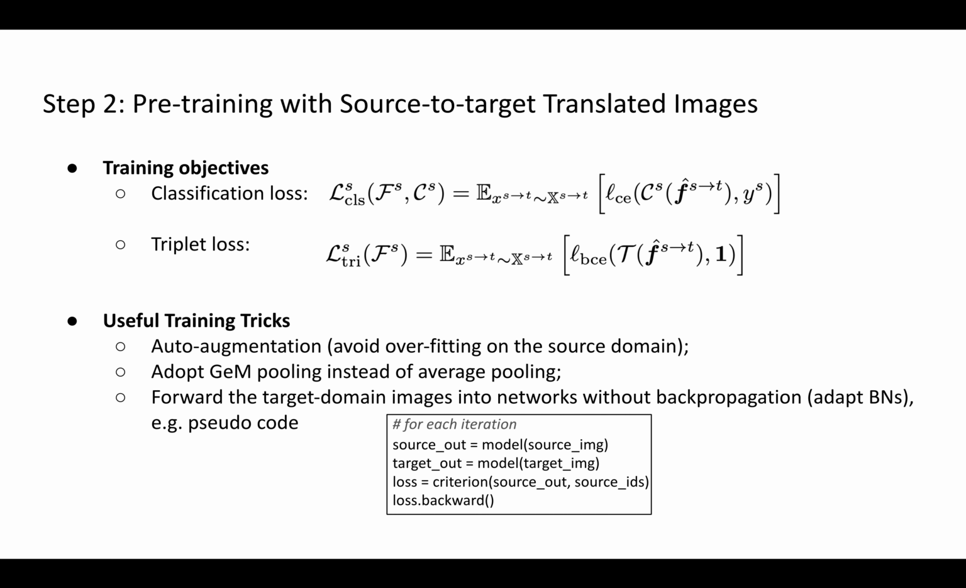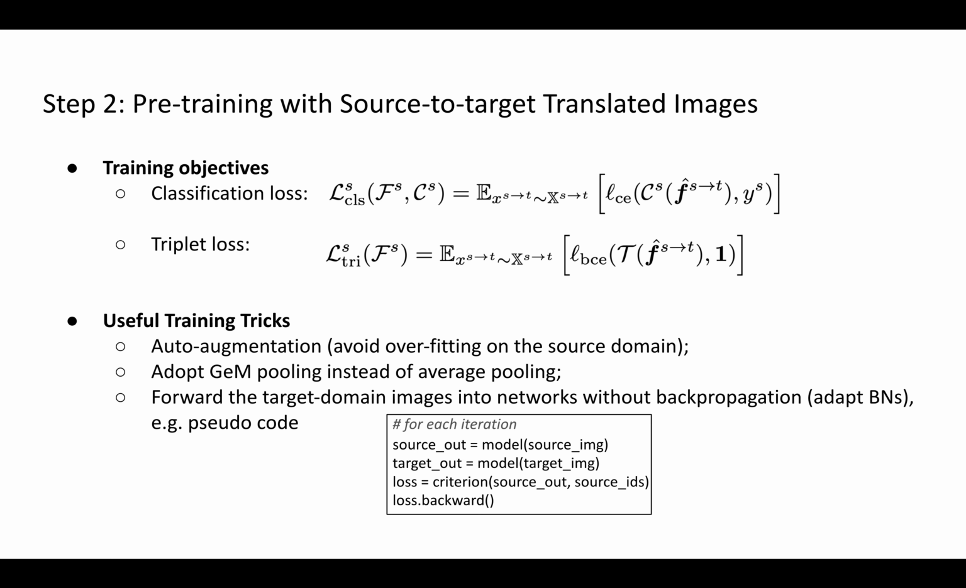Here are some useful training tricks. First, using auto-augmentation could avoid overfitting on the source domain and improve the performance on the target domain. Second, the GEM pooling layer is stronger than the general average pooling layer. And last, although the target domain images are not required for pre-training, the performance can be further improved by simply adopting unlabeled target domain images for forward operation only.